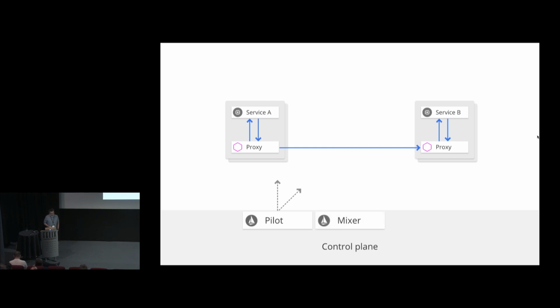We also have the mixer. The mixer is a thing that mainly collects information. So it collects metrics, it collects all kinds of things around what's going on, but it can also do evaluation of things. So the proxies can ask the mixer, is this thing supposed to be allowed? And then the mixer can say yes or no. And the third part here is called Citadel, and we'll talk a bit more about that one later. But it's the thing that helps us with certificates and secure communication.